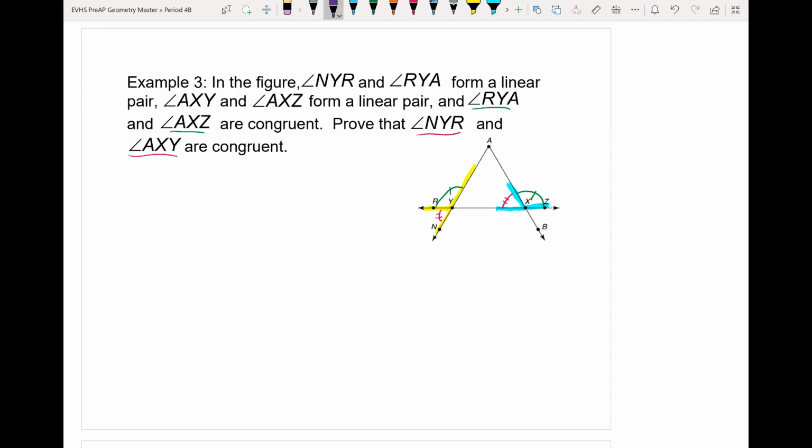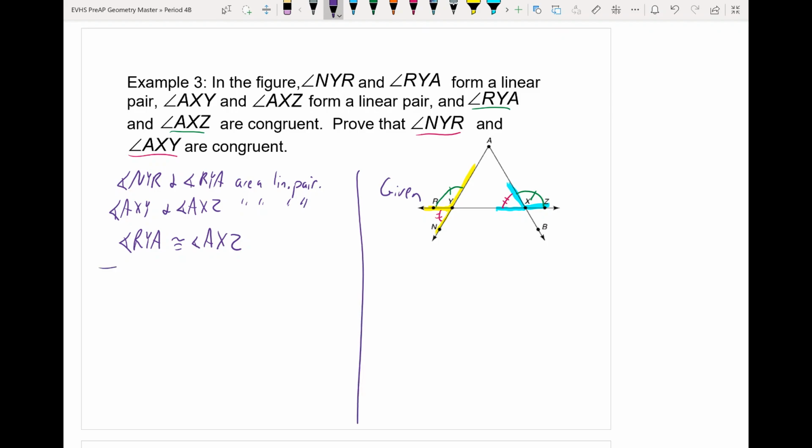Let's get in our given information. Angle NYR and angle RYA are a linear pair. I'm going to abbreviate that for a second. We also know that angle AXY and angle AXZ are a linear pair. And I also know that angle RYA is congruent to angle AXZ. That is all of my given info.